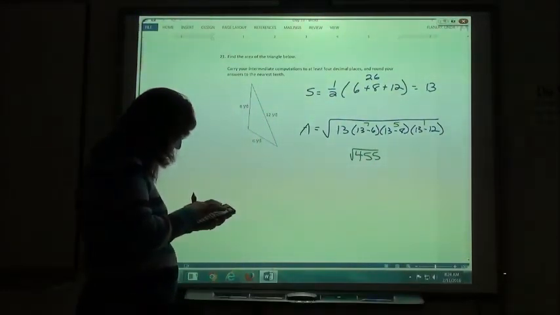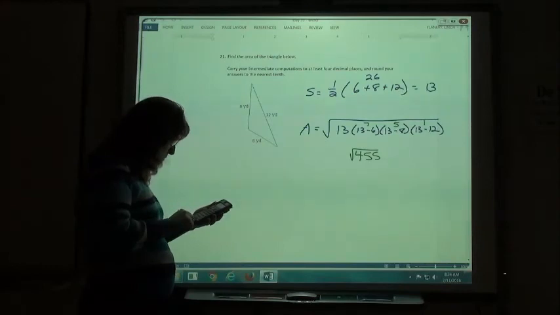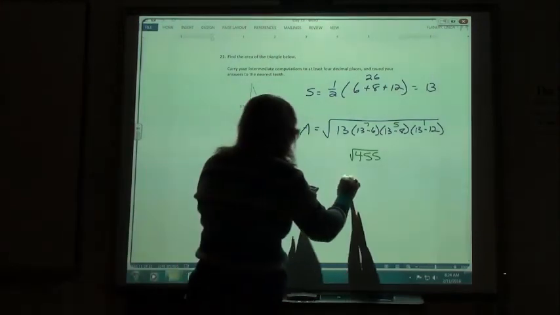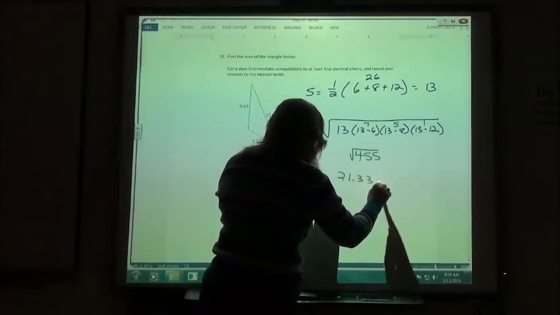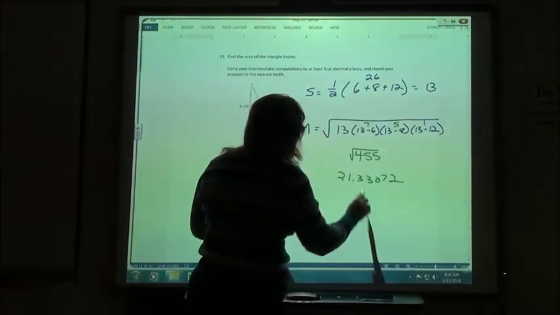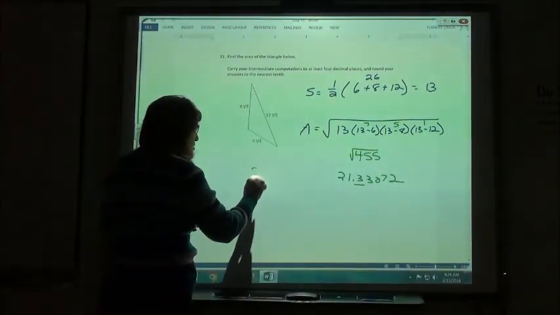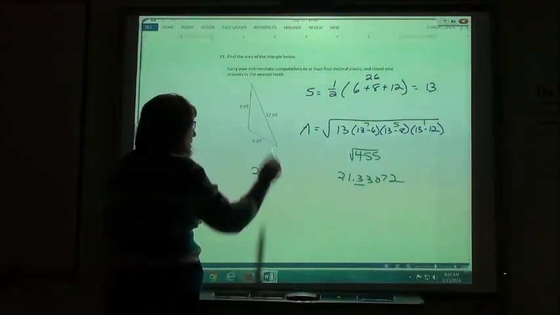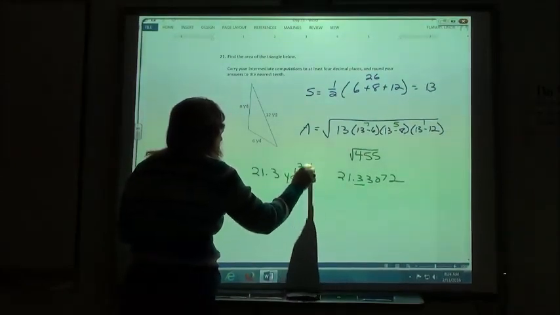Square root of 455. So square root of 455 would give me 21.33072. Rounding that to the nearest tenth, 21.3, my label, yards squared.